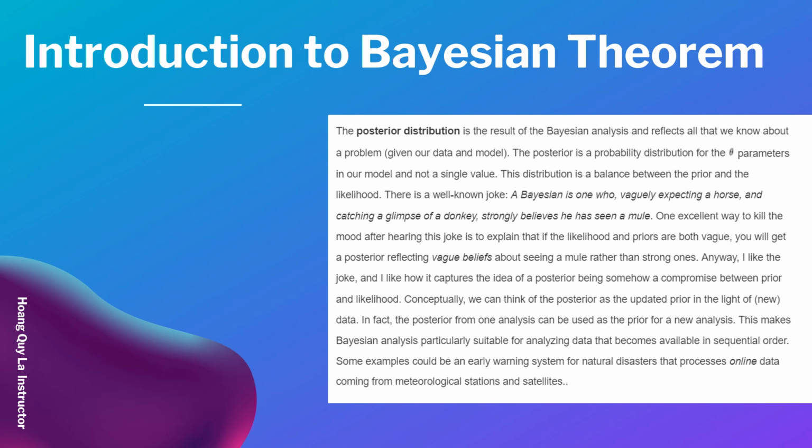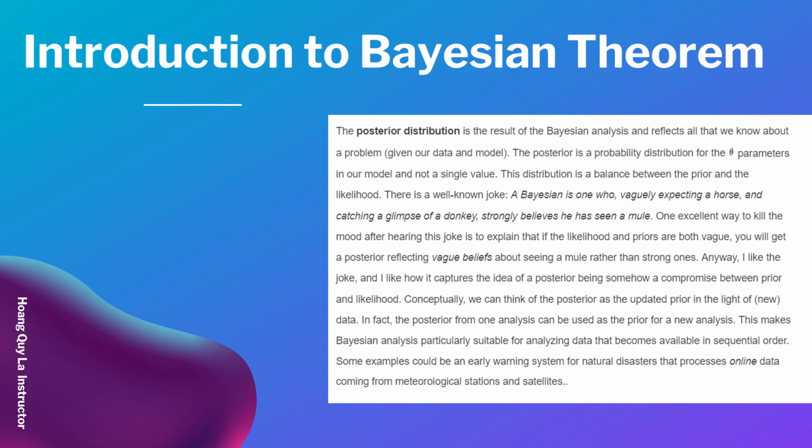This is a well-known joke: a Bayesian is one who, while expecting a horse and catching a glimpse of a donkey, strongly believes he has seen a mule. One excellent way to kill the mood after hearing this joke is to explain that if the likelihood and prior are both vague, you get a posterior reflecting vague beliefs about seeing a mule rather than strong ones. Anyway, I like the joke and how it captures the idea of a posterior being somehow a compromise between the prior and the likelihood.